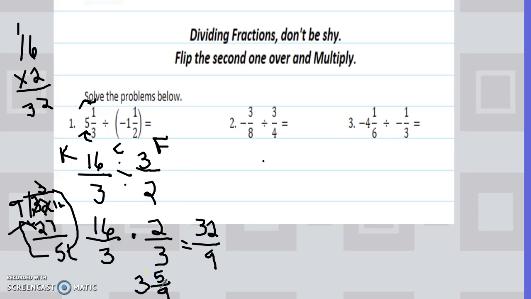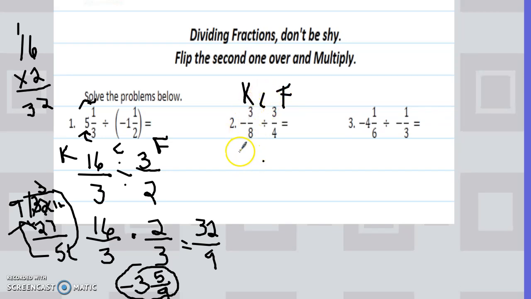Okay, I look at the signs, and the signs are different, or I have an odd amount of signs, so it is negative 3 and 5 ninths. Okay, number 2. These are not mixed numbers, so I don't have to make it mad. I just need to KFC.